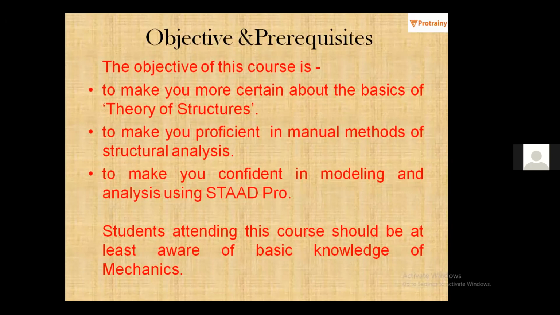What are the prerequisites for this course? Students attending this course should be at least aware of the basic knowledge of mechanics. Moving on.